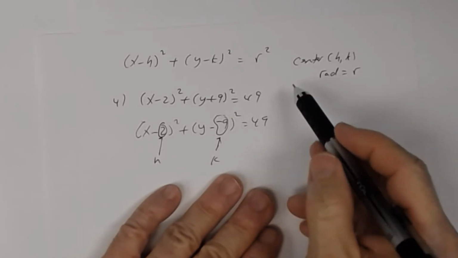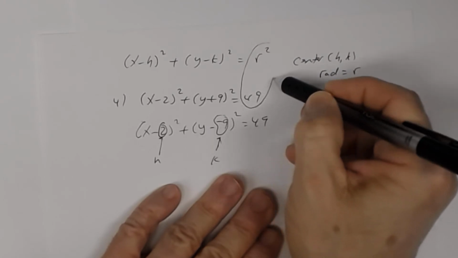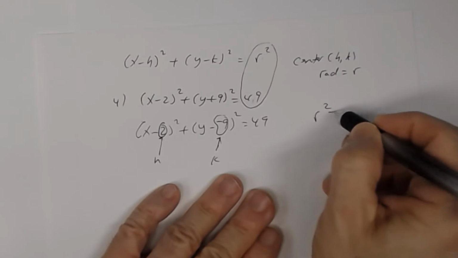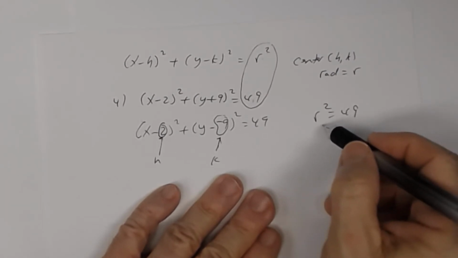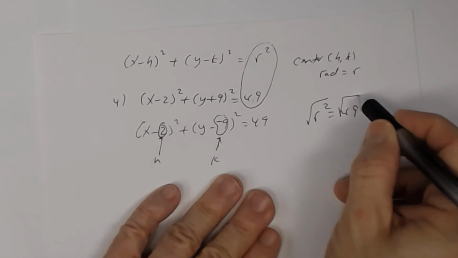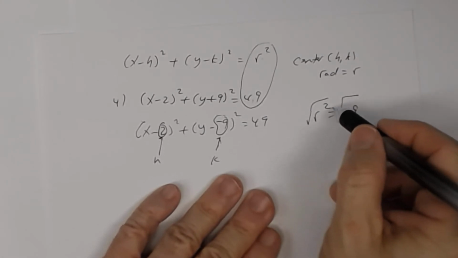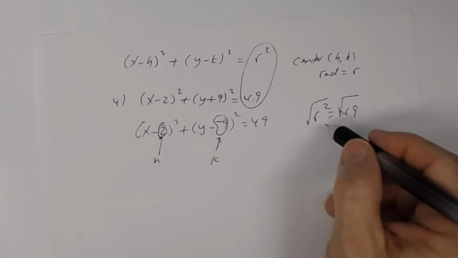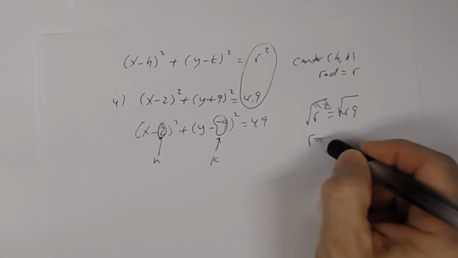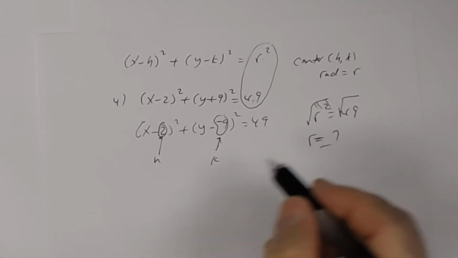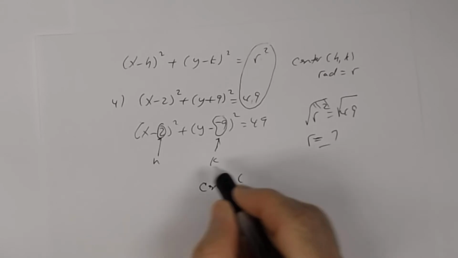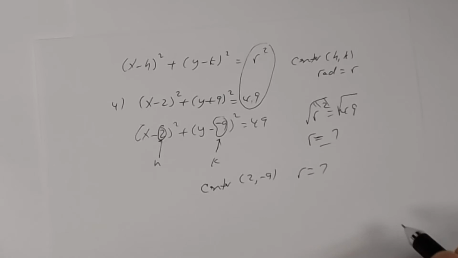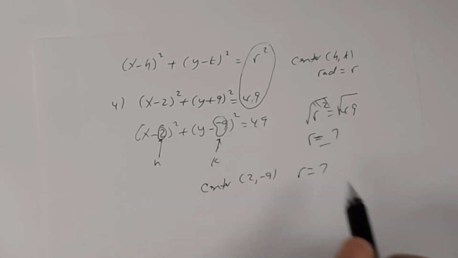And to find the radius, now let's think about this. You see this right here? So r squared equals 49. So this and this are the same thing. So if r squared equals 49, then to get r by itself, I'm going to take the square root of both sides. Now, we don't do plus and minus here. The reason we don't do plus and minus is because we're talking about distance, and distance is always positive. Because remember, we're talking about radius. And so r then will be 7. So my center is 2, negative 9. And the radius is 7. Kind of makes sense because if I square it, I get 49 back.